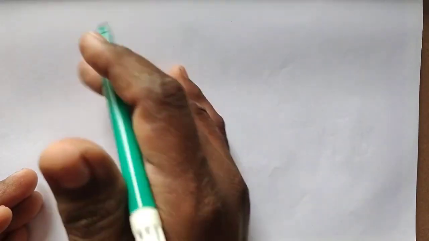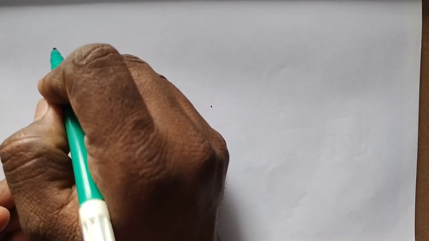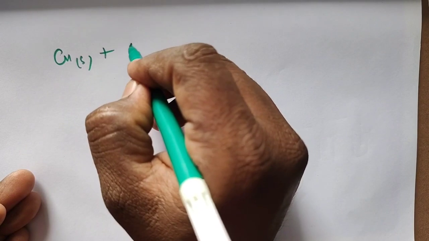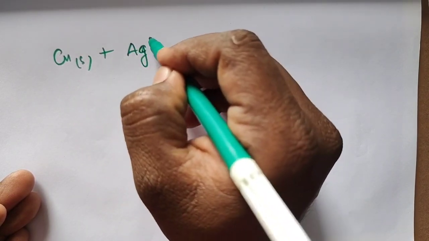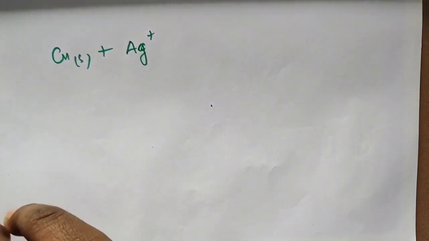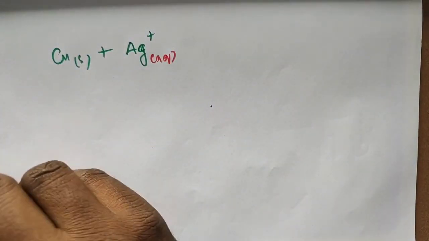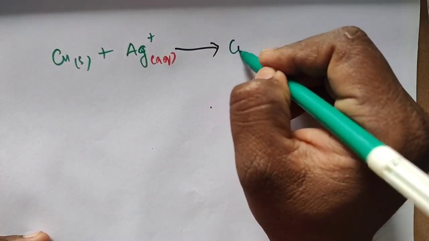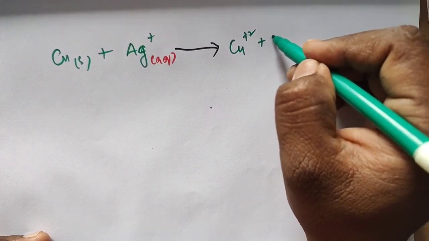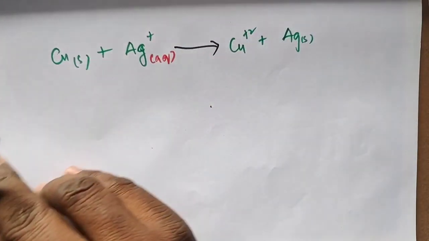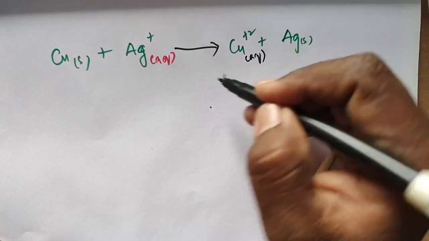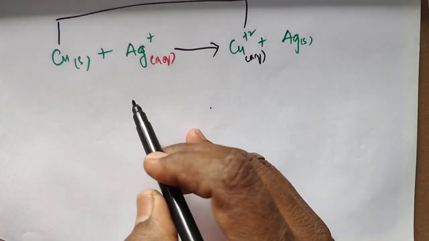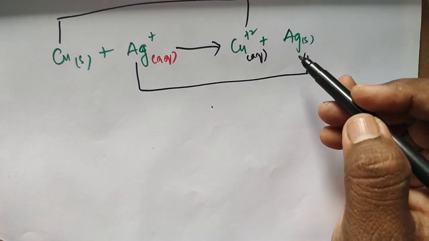Another example. Take Cu solid plus Ag plus in aqueous condition, which gives rise to Cu plus 2 plus Ag solid. What is happening in this? Cu is converted to the Cu plus 2 state, and Ag plus is converted to Ag.